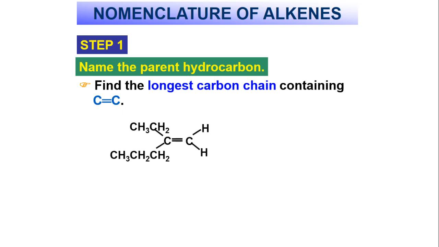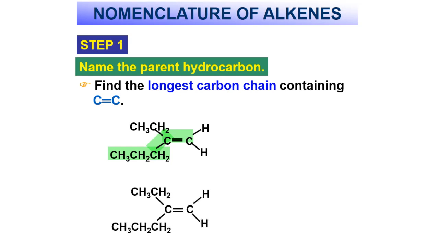Some of you may try to identify the longest carbon chain using this route. Let's say you go that route, then that, and then that. Others would go this way, that way, and then that way. So the question is, between these two, which one is the best route to use when identifying the parent chain?